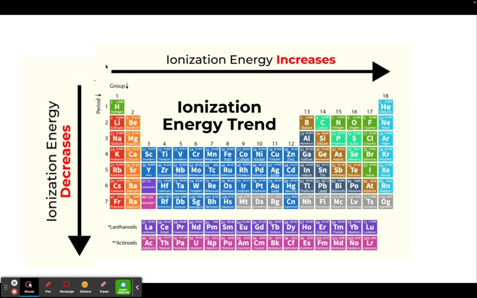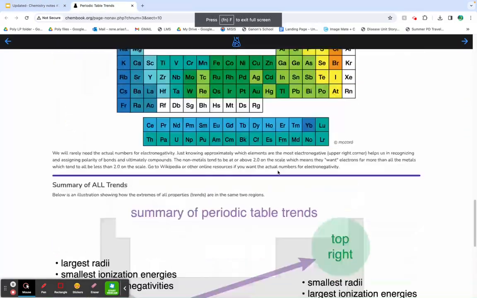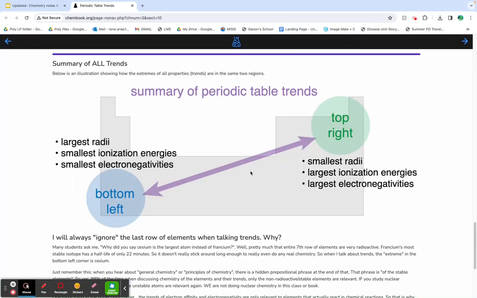This is our trend here. Ionization energy increases going this way and it decreases going down. Okay. Another way you can think about it is this would have the highest ionization energy, this would have the lowest. So ionization energy increases going in that direction. Okay, let me show you here. So ionization energy increases going to the top right. Okay, largest ionization energies are here, smallest ionization energies are here.